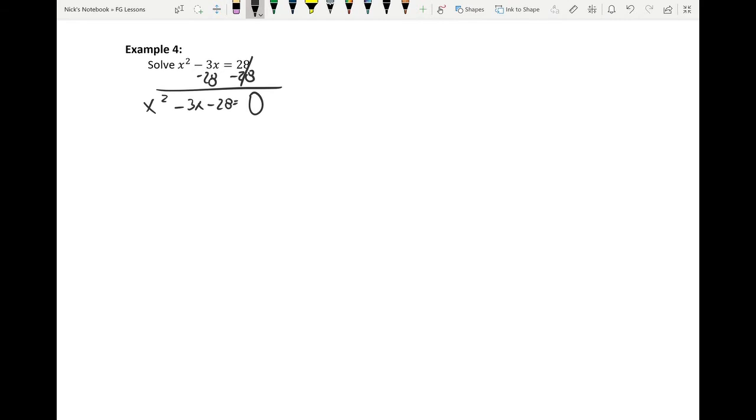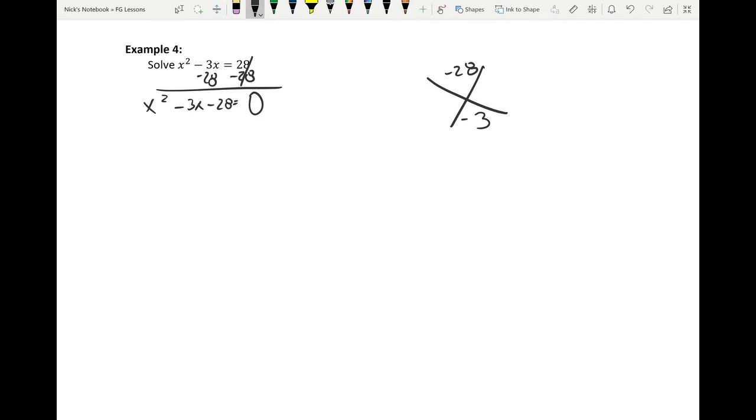Okay, so now let's go ahead and factor. When we factor, I'm sure you've seen this before, there's a big X. All it is is just a way to organize our ideas. So let's organize it. What are two numbers that multiply to get this last term, negative 28, and add to get that middle number, negative 3?